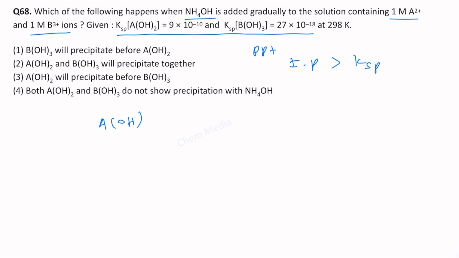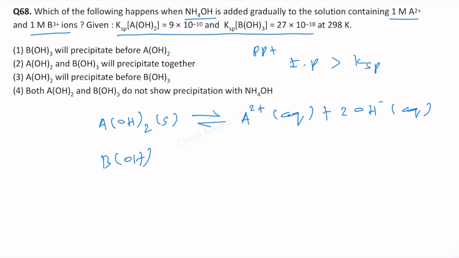How would AOH twice break apart in the aqueous medium? It would break apart as A2+ and 2 times OH-. And how would BOH thrice break apart in the aqueous medium? It would break apart as B3+ and 3 times OH-.